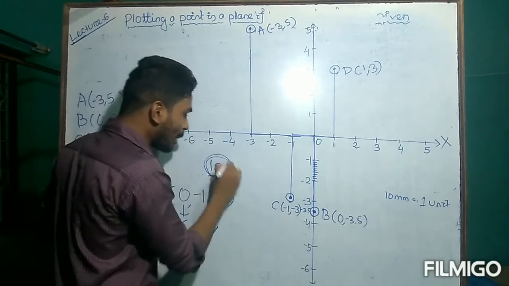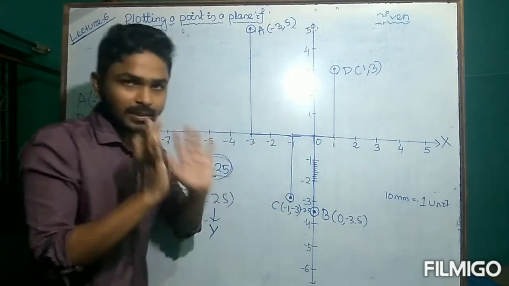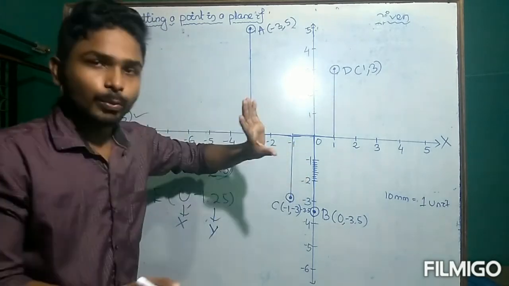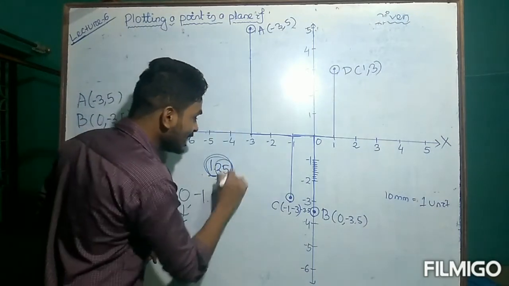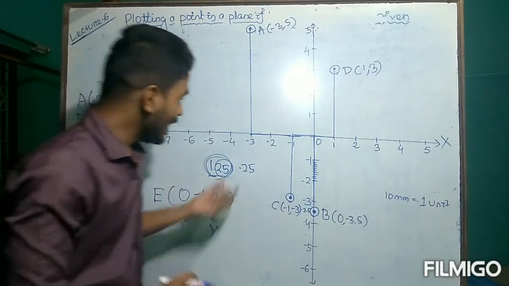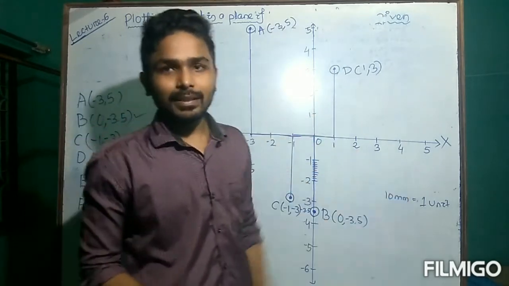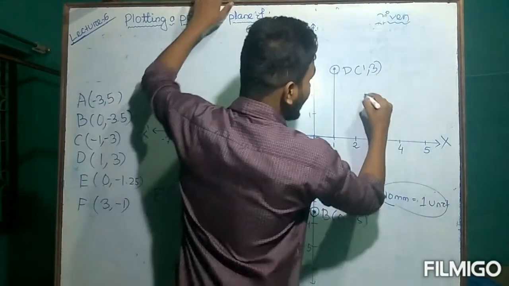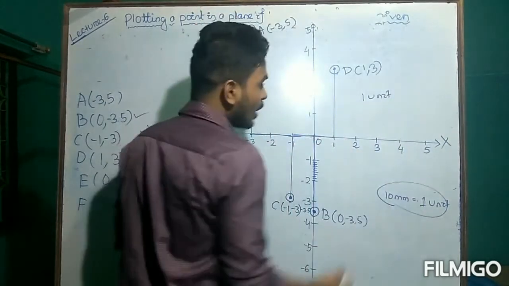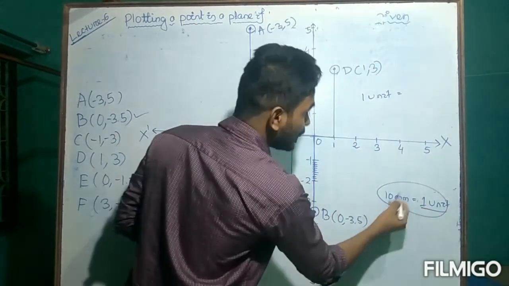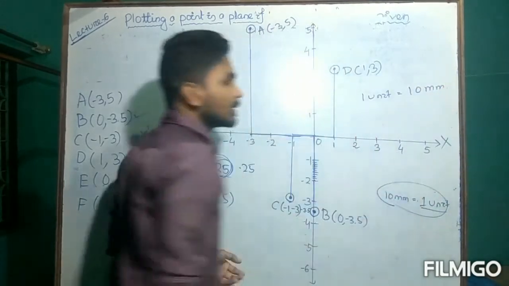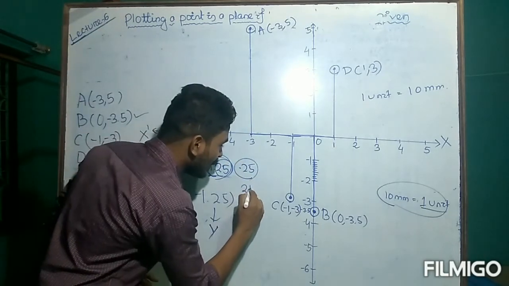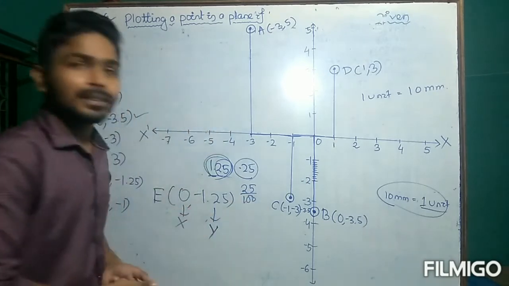Since we know 1.25 must be greater than 1 and it should lie before 2, it lies in between 1 and 2. Now you have to find how many millimeters this 0.25 represents. How? We write 1 unit. How many millimeters is 1 unit? 10 millimeters. Confirm? Okay. 0.25 means what? 0.25 means 25 by 100.